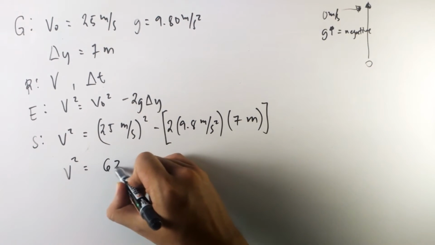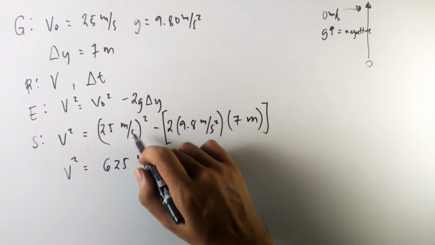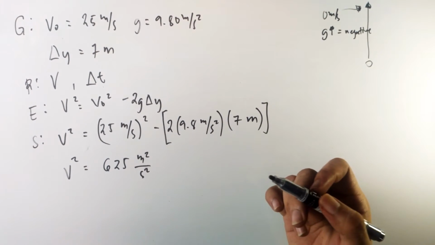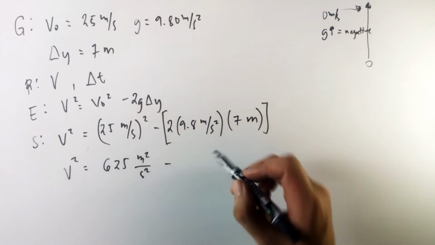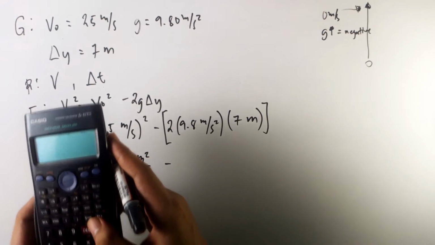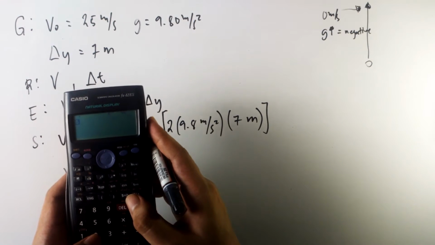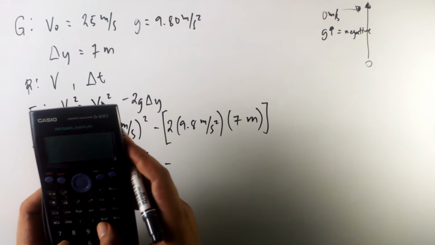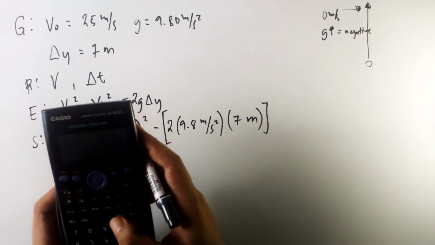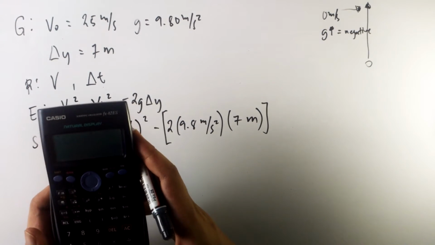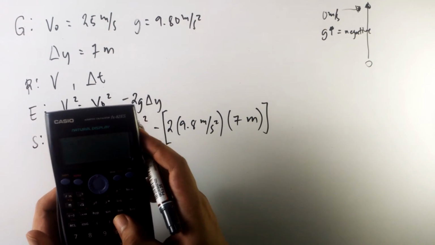Okay, so 625 meters squared per second squared. Then minus, so what's the value of this? Let's place that on our calculator. So that's 2 times 9.8 times 7. So what's the answer to that? 137.2.